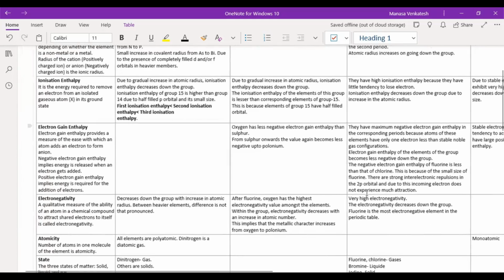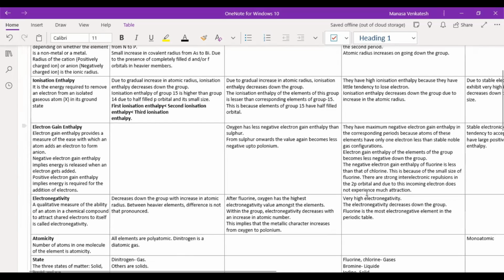Next is electronegativity. Electronegativity is basically the extent to which an electron can be pulled by an atom, right? So this is especially when we have a bond in between two atoms. So electronegativity in case of group 15, it decreases down the group because there is an increase in the atomic radius. Now between the heavier elements, the difference of electronegativity is not very, very different because the atomic radius is not varying to a great extent.